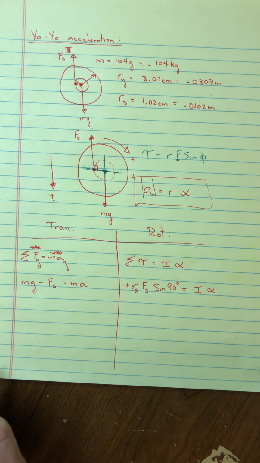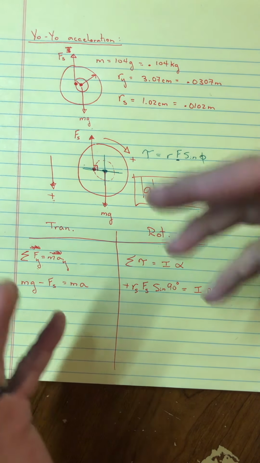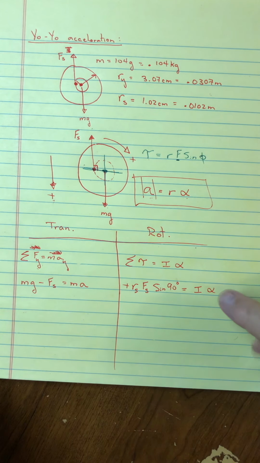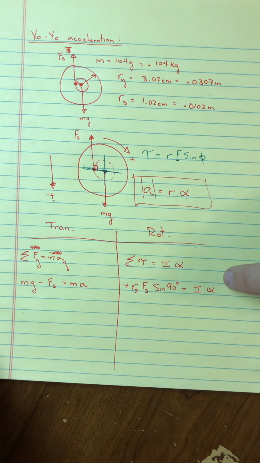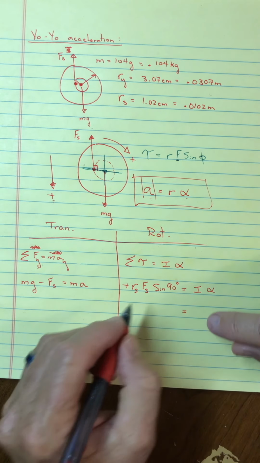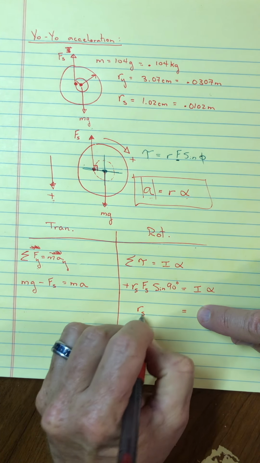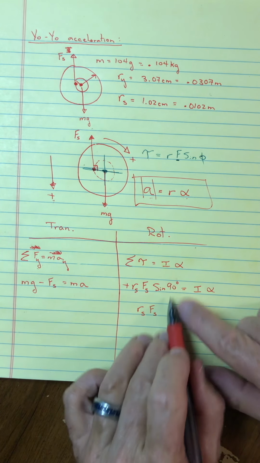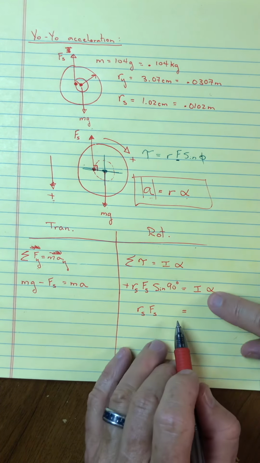But of course, here then is where we get into step 4. And we say, okay, now let's solve this. And you can now see that this equation will come in very handy, because this I can just write as R_S F_S. Sine of 90 is just 1, so I won't put anything there.